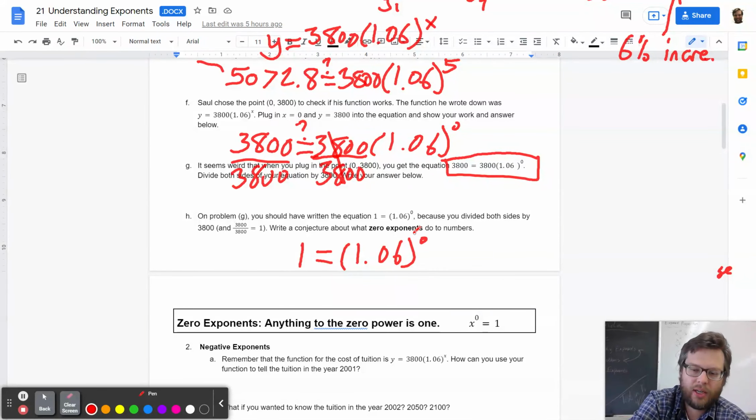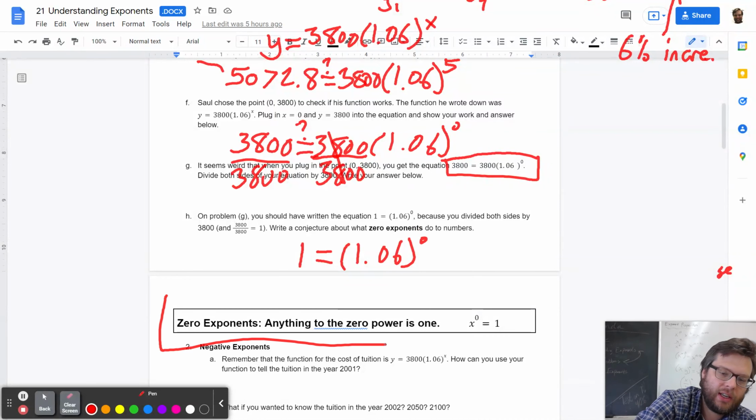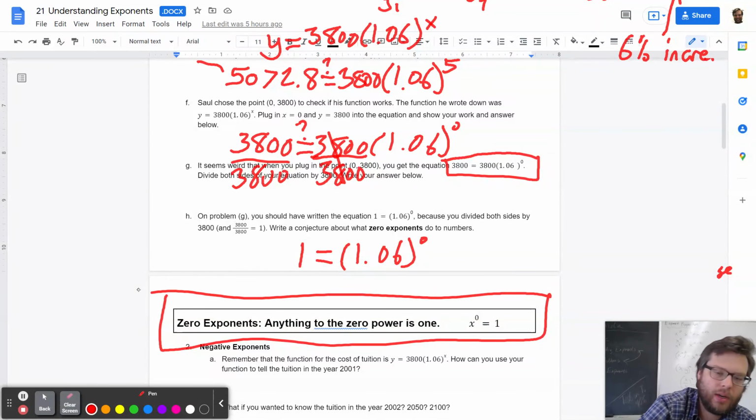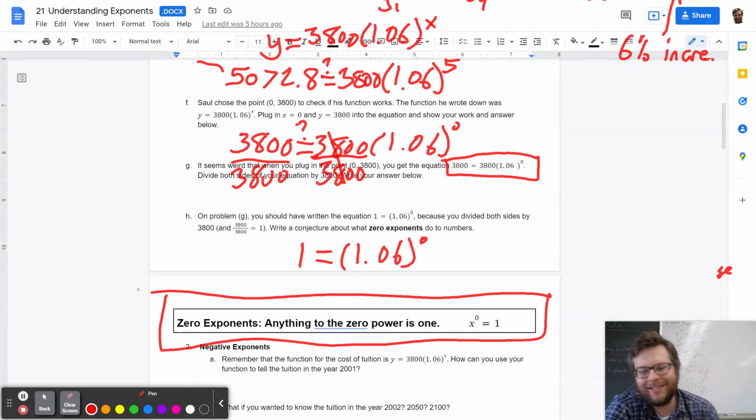And the point that we're trying to get across here is that anything to the 0 power is 1, and that it makes sense in the context of the word problem, because when you plug in x equals 0, you're saying there have been 0 years of tuition increase. And so you multiply the beginning tuition by 1 because there have been 0 years of increase.